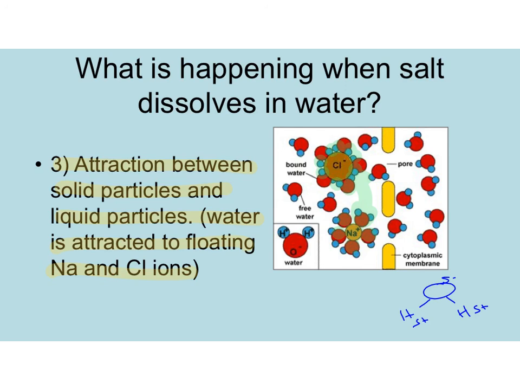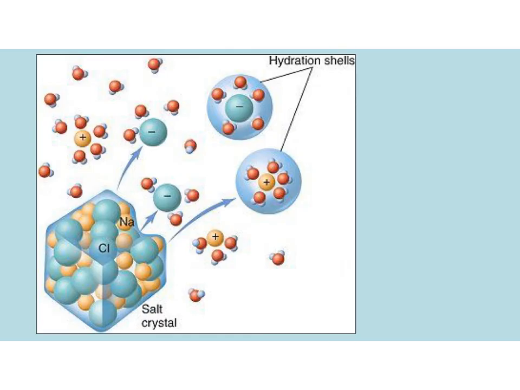Now, if you take salt water and boil all the water off, there's nothing to keep the sodium and chloride separate. They will reform together, and you'll see salt at the bottom. This is a picture of it happening right here. Here's our sodium chloride. The water molecules are coming in and basically ripping off different ions.